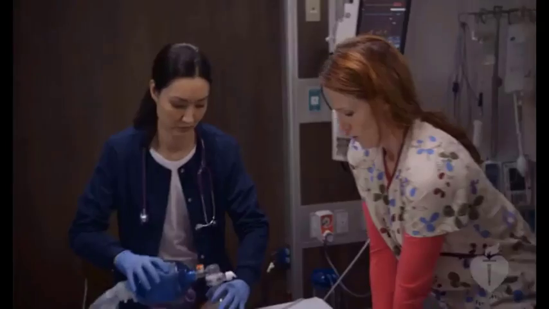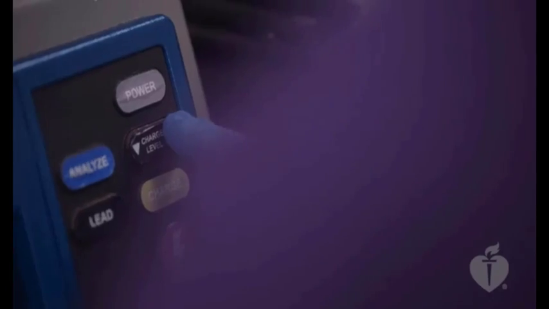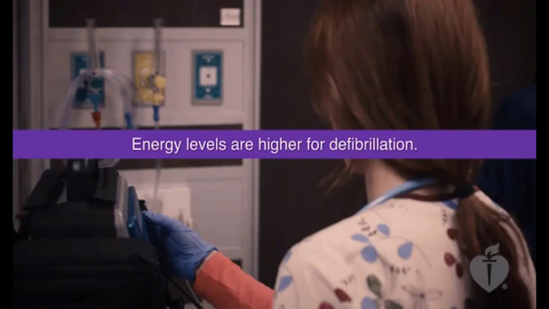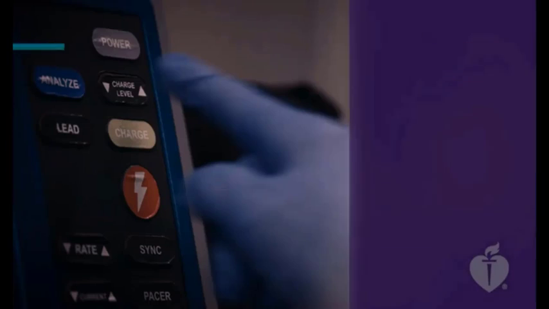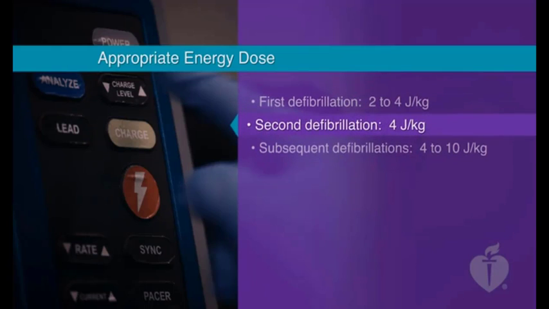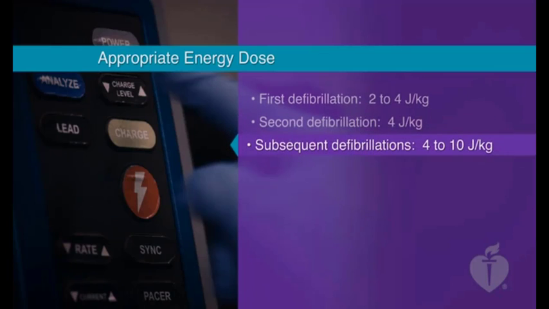After the pads are attached, you immediately select the desired energy levels. The second difference between cardioversion and defibrillation is that the energy levels used are higher when defibrillating. For defibrillation, select the appropriate energy dose. For the first defibrillation, choose an energy dose between 2 and 4 joules per kilogram. For the second defibrillation attempt, select an energy dose of 4 joules per kilogram. If additional shocks are needed after the second shock, doses of up to 10 joules per kilogram may be used.